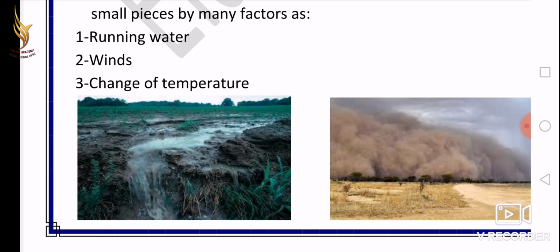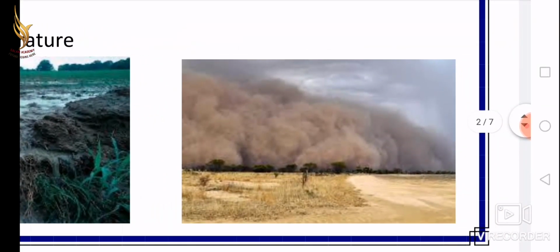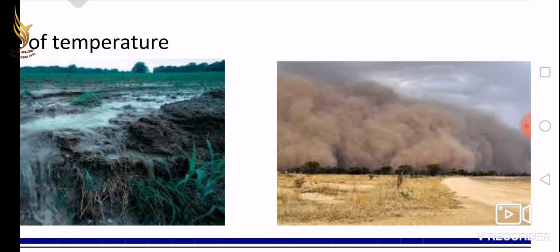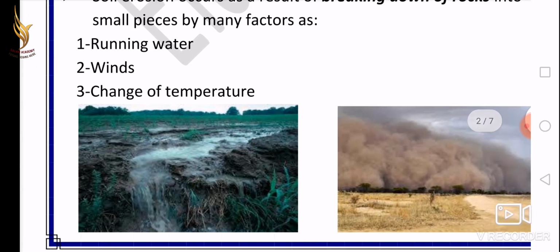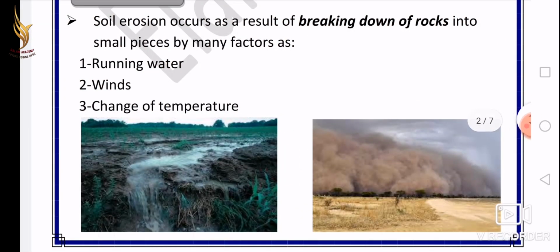This causes soil erosion. And also winds breaking down rocks into small pieces cause soil erosion, like in this picture. Okay. And finally, rocks break down into small pieces over time and with changes in temperature. So the factors that break down rocks into small pieces are running water, winds, and changing of temperature.